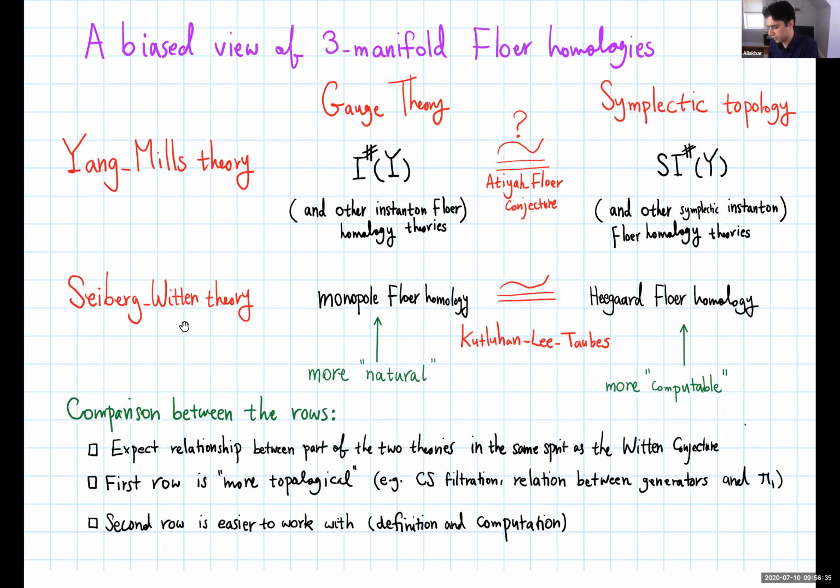But the invariants in the second row are easier to work with. They can be defined in an easier way, and there's much more known about the computation of these invariants. For example, there are some open questions about computing some simple invariants, some analog of, for example, Atiyah-Floer homology, which is going to give some gauge theoretical proof of the four-color theorem, just to give an instance of what the main challenges on the first row are.